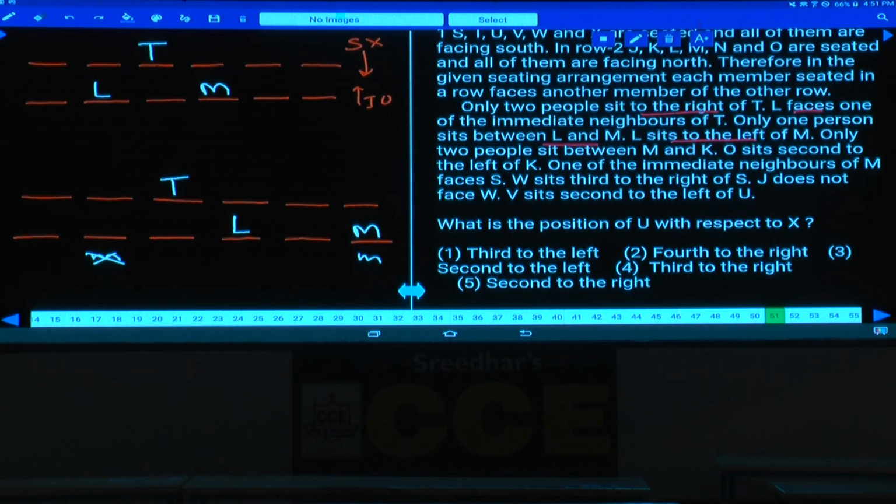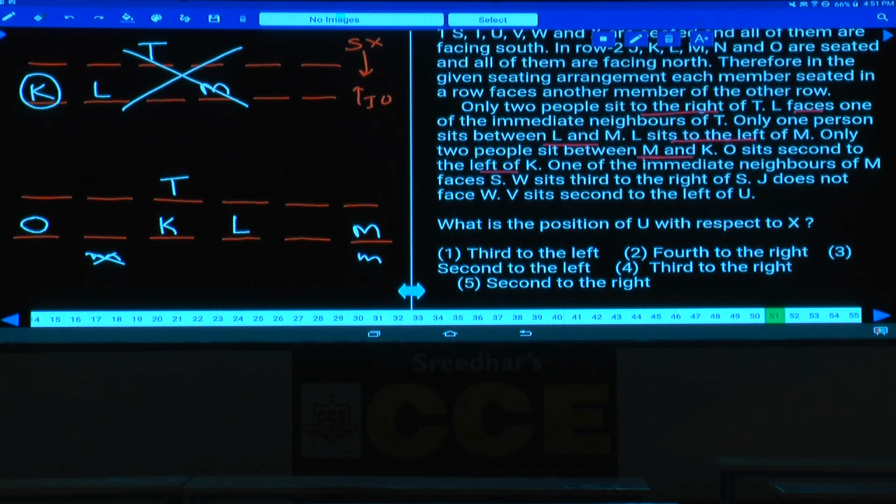And only 2 people sit between M and K. As 2 people sit between M and K, as M is here, K will be here. O sits second to the left of K. As O is seated second to the left of K, O is here. Here O cannot be at this place because K himself is at the left extreme. So there is only one possibility.